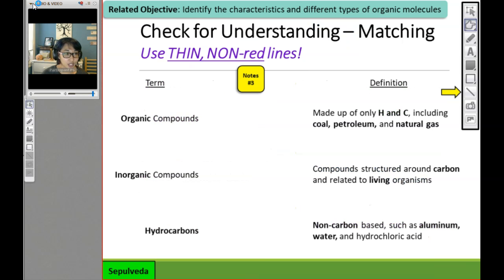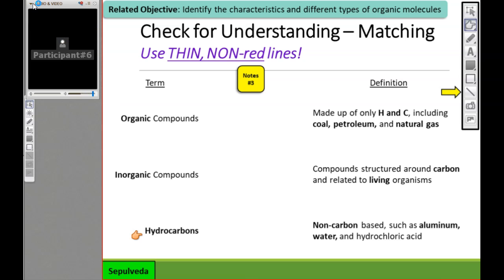All right, let's go ahead and match these up and make sure that these make sense. We talked about organic compounds, inorganic compounds, and hydrocarbons. Go ahead and match those up for me up on the board. Which one is made up of only hydrogens and carbons, including coal, petroleum, and gas? Which ones are structured around carbon and related to living organisms? And which one is non-carbon based, such as aluminum, water, and hydrochloric acid? Go ahead, get your answers up on the board.